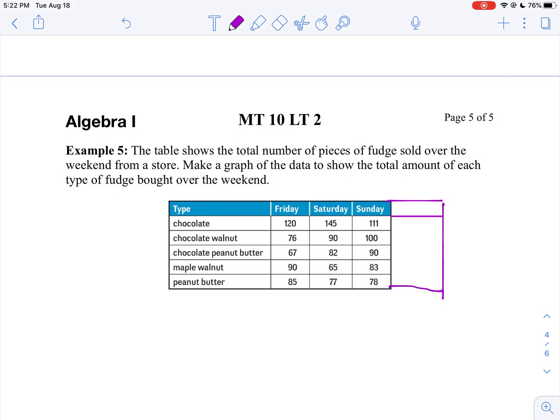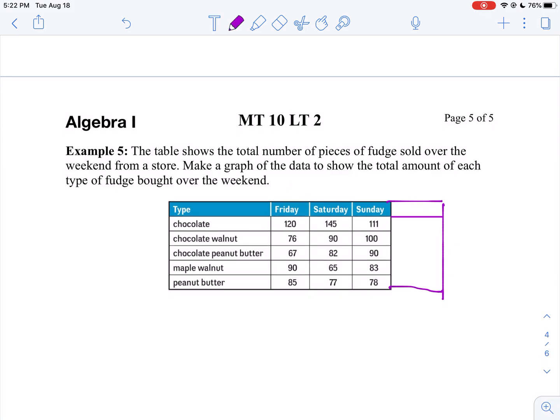And question, is this going to be a bar graph or a histogram? This is going to be a bar graph, hopefully you said, because these data are categorical. They're not numerical. So I'm going to make this column. I'm going to call it total. And now let's add them up.